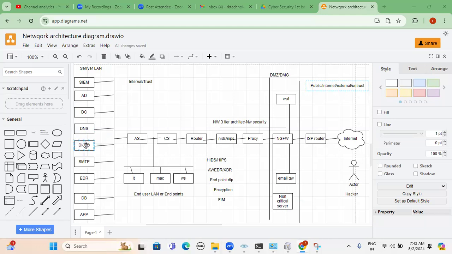Next one is DHCP. It will allocate IP addresses automatically. And the SMTP server, which is mainly for sending and receiving emails. EDR tool, if it is on-premise only. If it's on-premise, we have to deploy it in our trust zone. And database servers, obviously the database is a very important organization server. And critical applications, which are not facing the internet.